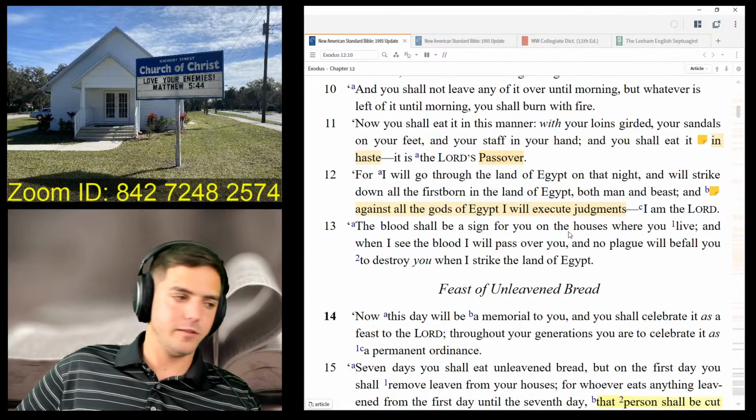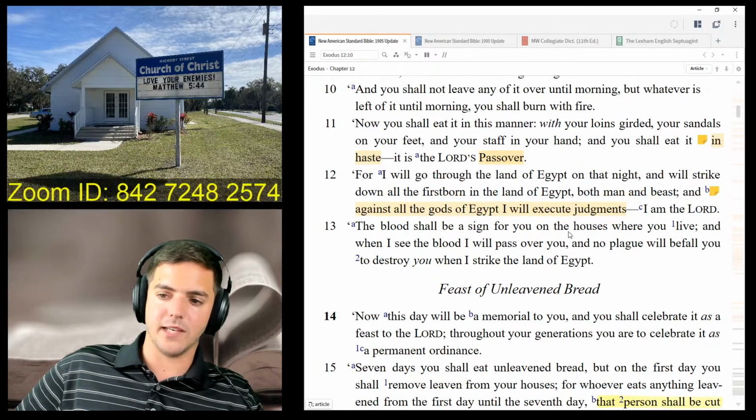I am the Lord." See, I was talking about Egypt there, and then one of the Egyptian gods got upset and came and meowed at the door.